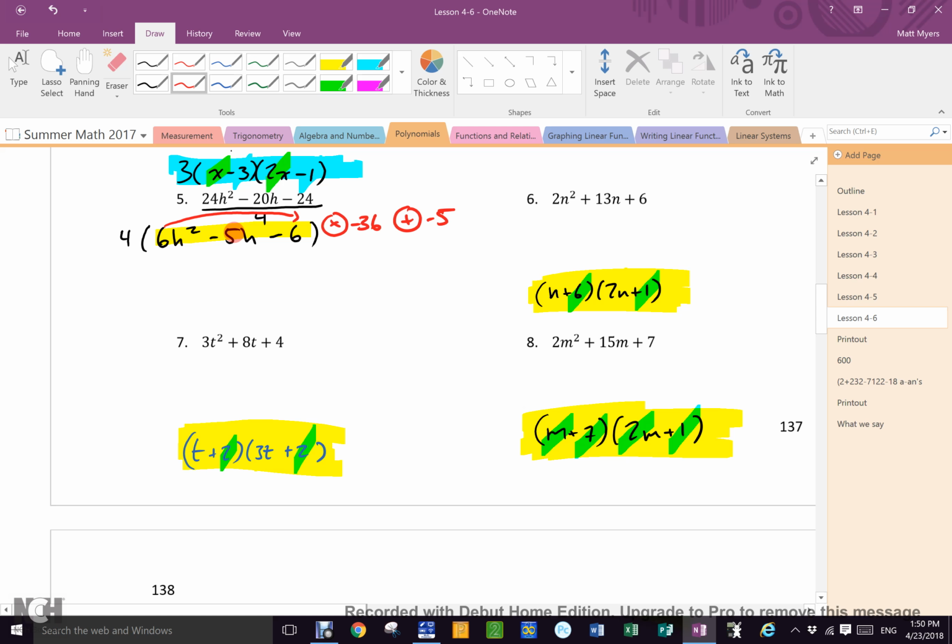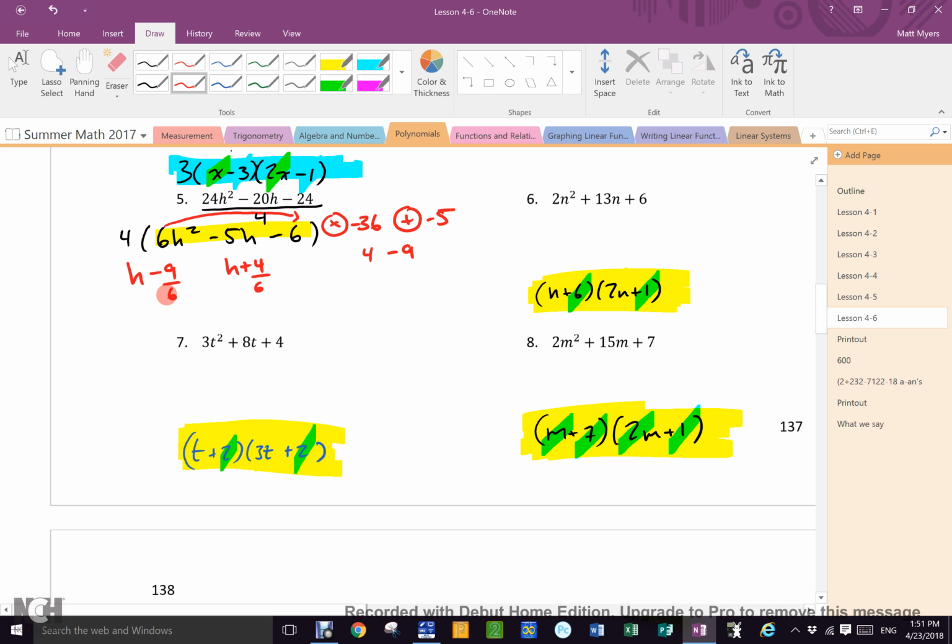Is it 1 and 36? No. Is it 2 and 18? No. Is it 3 and 12? No. Is it 4 and 9? Yes. How will 4 and 9 get me to negative 5? Negative 9. And I know that if there was no 6 there, it would be h minus 9 and h plus 4. Correct? But the only reason I know it's 9 and 4 is because I multiplied by 6, right? So I got to get that 6 out of there. Divide by 6, divide by 6.